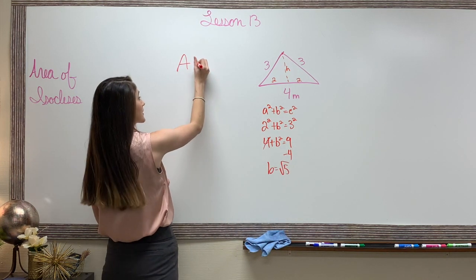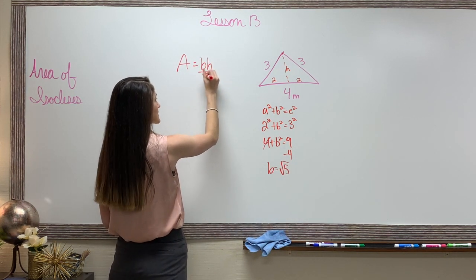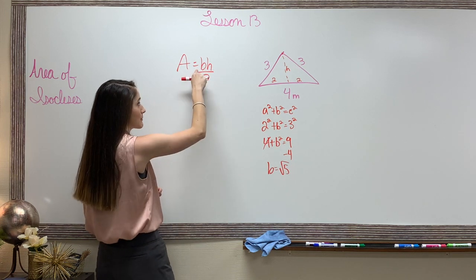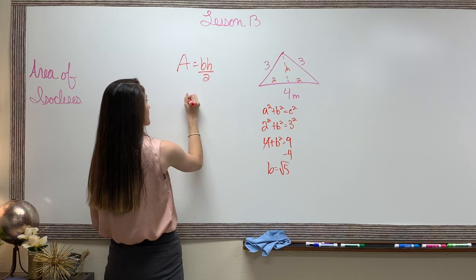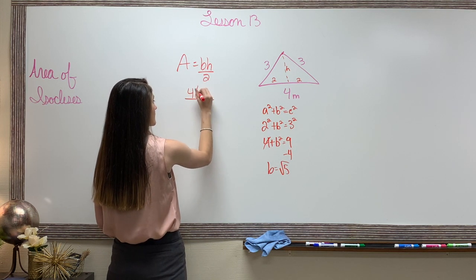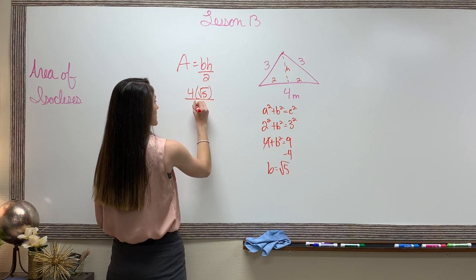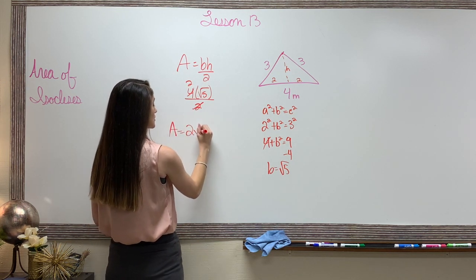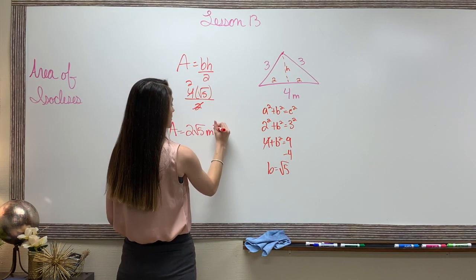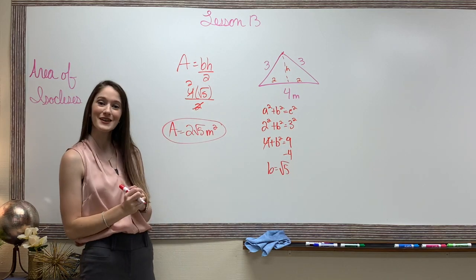So our formula for area is base times height divided by 2, and I'm going to replace base with 4 and height with the square root of 5, divided by 2. Those reduce, and our area is 2 square root 5 meters squared, and we're done.